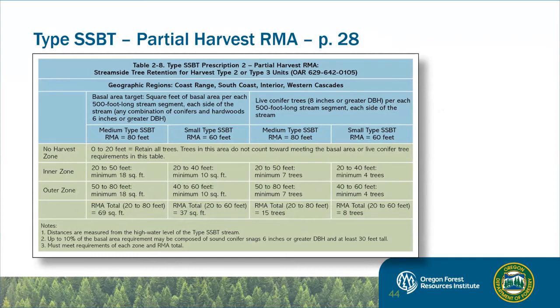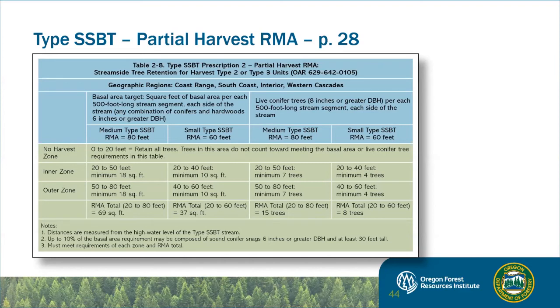So this table we're looking at is the basal area and conifer count targets for SSBT streams. At the top there, kind of the second line, it's for the georegions of the Coast Range, South Coast, Interior, and Western Cascades. It doesn't include Eastern Oregon or Siskiyou. That's kind of what I talked about before. None of the research was conducted in those outside of the 4 areas listed, and so these rules only apply to the 4 georegions listed. They are currently doing research into the other areas, so there may be changes there.